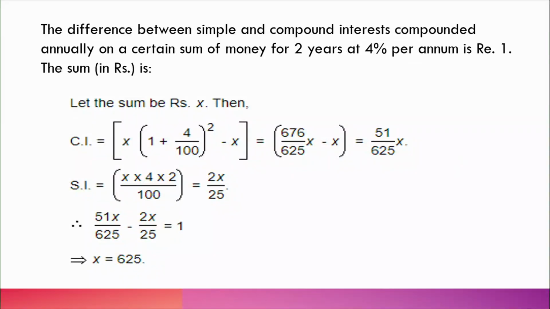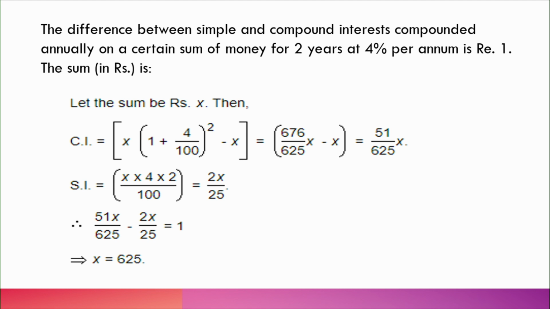The difference between the simple and compound interest, compounded annually on a certain sum of money for 2 years at 4% per annum, is 1 rupee. Then what is the sum? So he lent some or deposited some amount, and the rate of interest is 4%, and he kept it for 2 years.